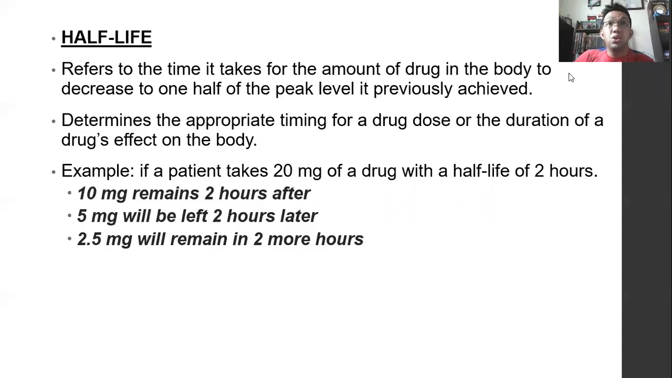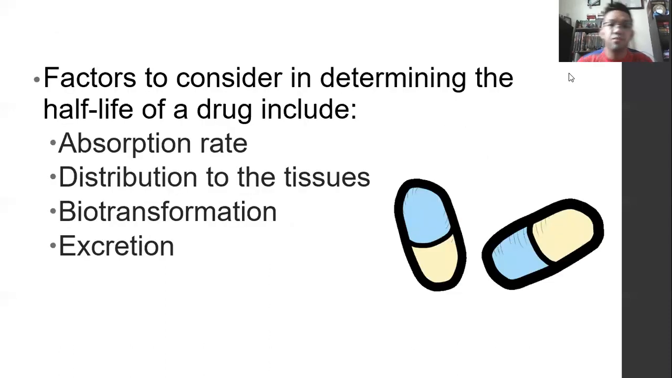So this should be taken into consideration when they are going to give or assign the appropriate time for the drug dosage. There are certain antibiotics that are given every 8 hours, every 6 hours, because the half-life of that antibiotic was taken into consideration.